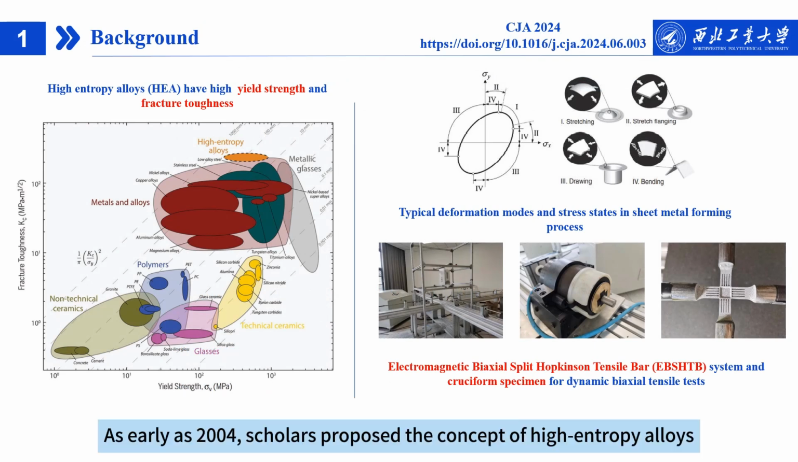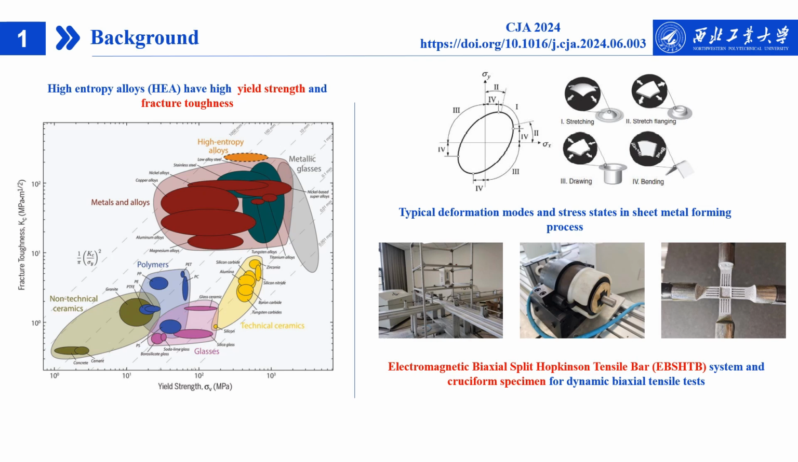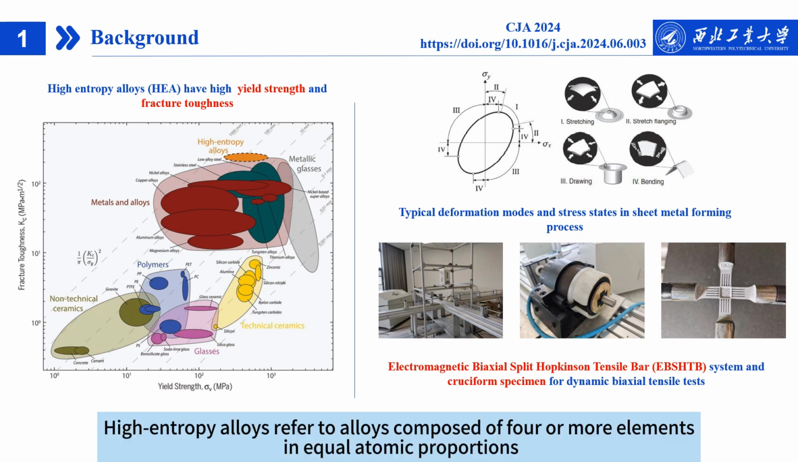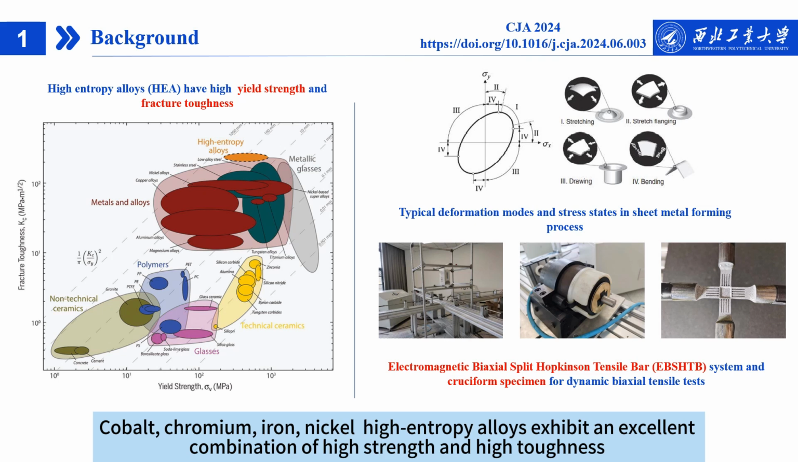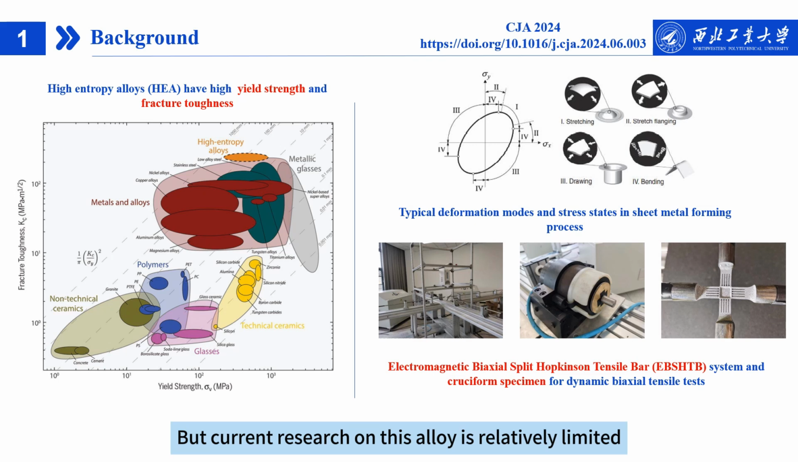As early as 2004, scholars proposed the concept of high-entropy alloys. High-entropy alloys refer to alloys composed of 4 or more elements in equal atomic proportions, and these alloys typically possess excellent mechanical properties. Cobalt, chromium, iron, nickel high-entropy alloys exhibit an excellent combination of high strength and high toughness. But current research on these alloys is relatively limited.